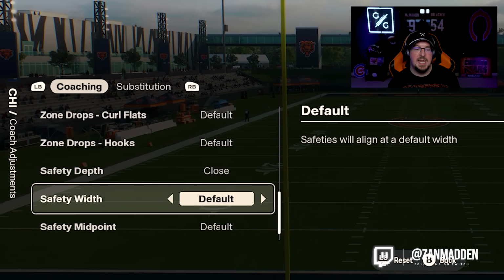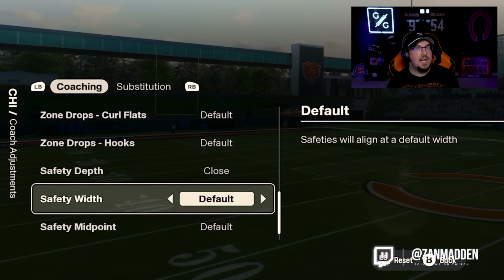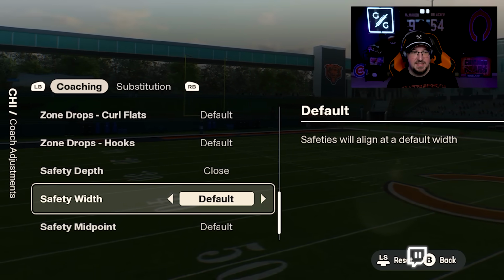and we are only going to set close and midpoint because we're technically going to be messing with the width of our safeties via the midpoint assignment. And that's something that a lot of players don't understand. So let's go ahead and explain what these do.